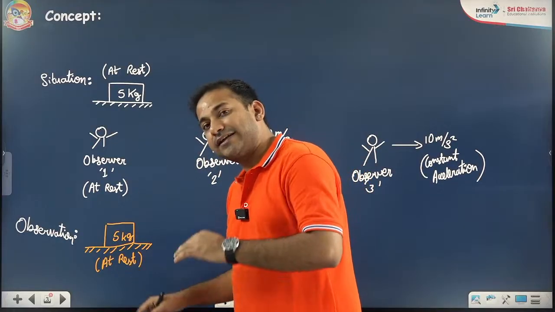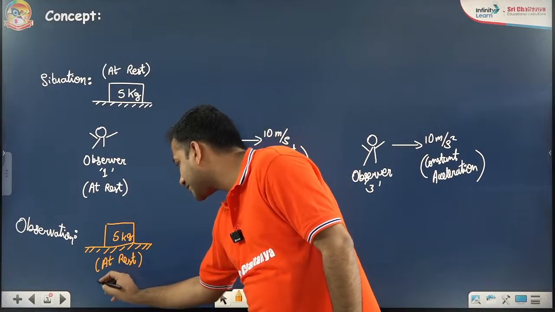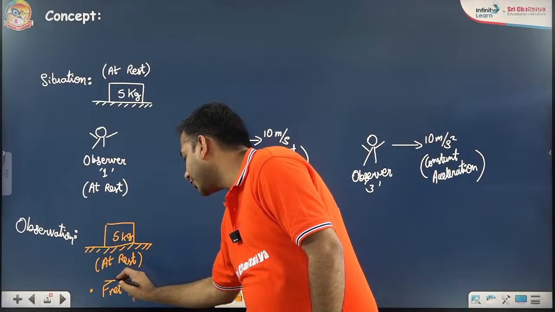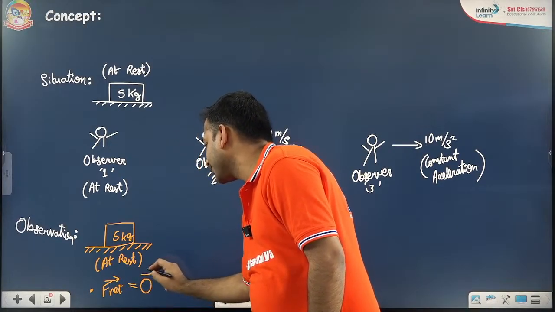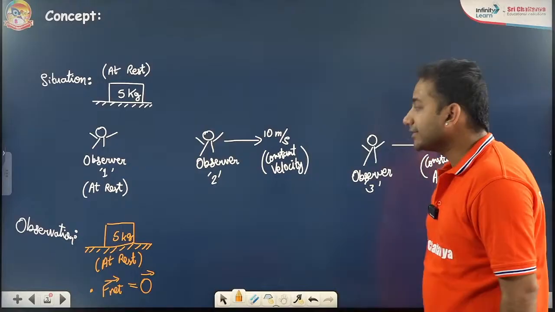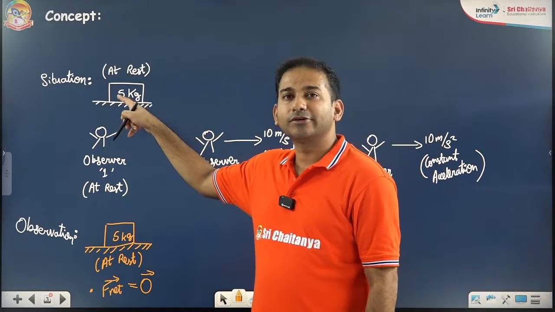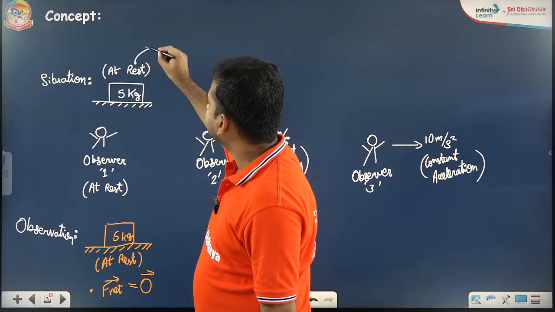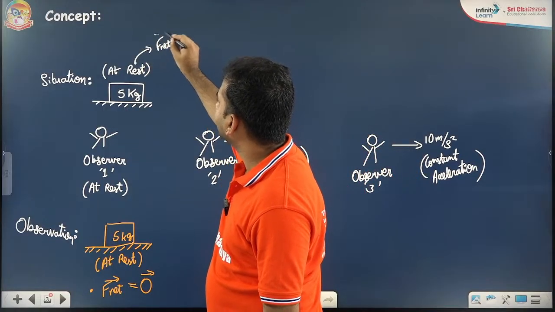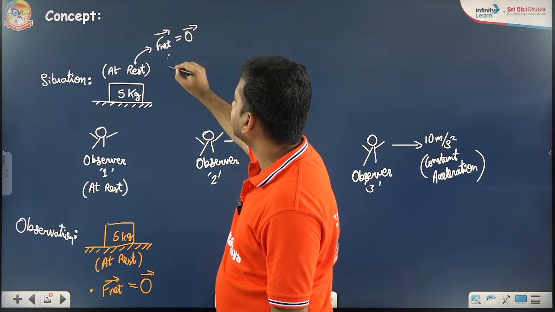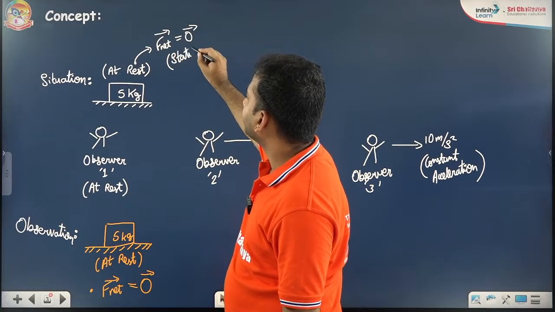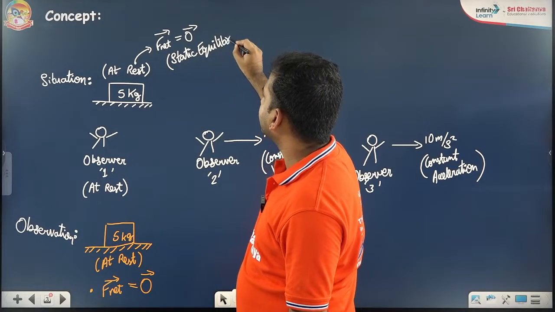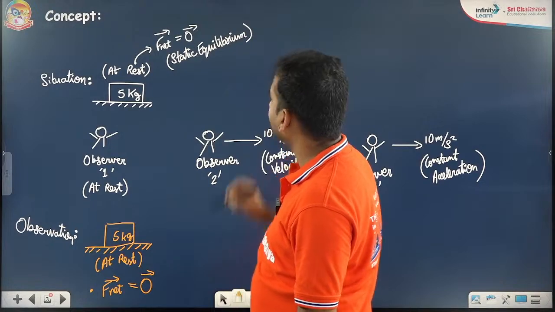Since it is at rest and it will maintain its position of rest, I will say the net force acting on the body will be 0. Here actually the net force acting on the body was 0 only. Already at rest means the net force acting on the body is 0. It is basically static equilibrium. Means the body is in equilibrium, that too static equilibrium. It is not going anywhere.